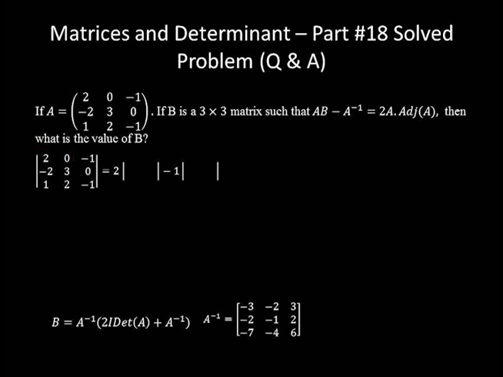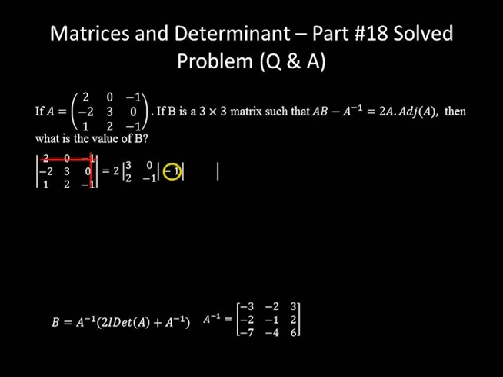To determine the elements of the 2 by 2 matrices, we have to cross out the row and column containing the coefficients. This 2 is in row 1, column 1. Removing them left us with these 4 elements. This negative 1 is in row 1, column 3.